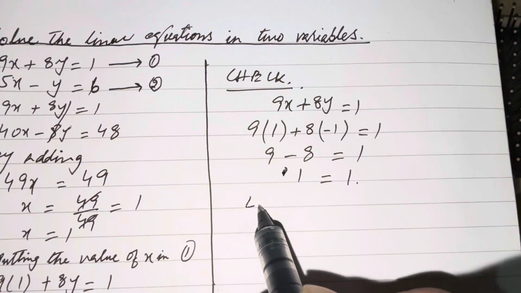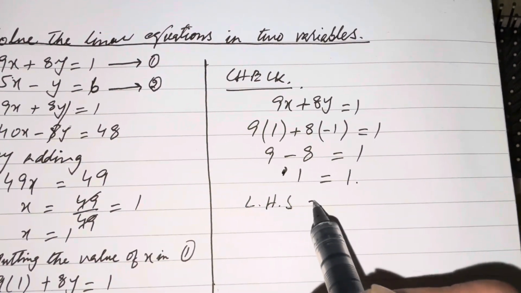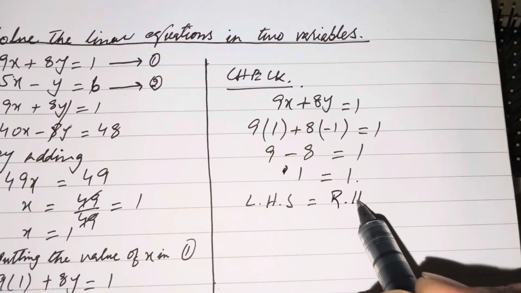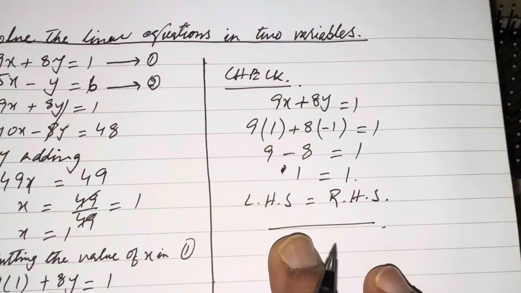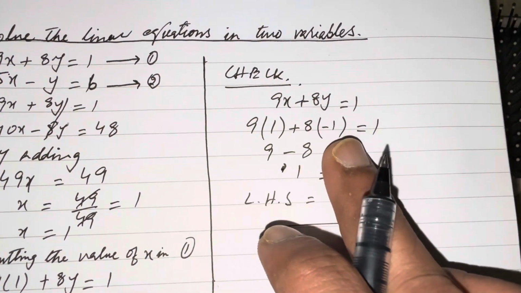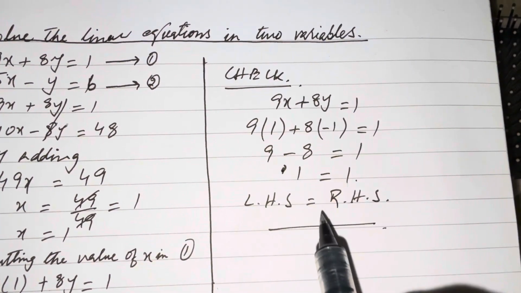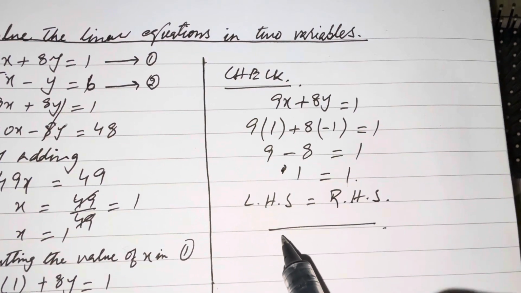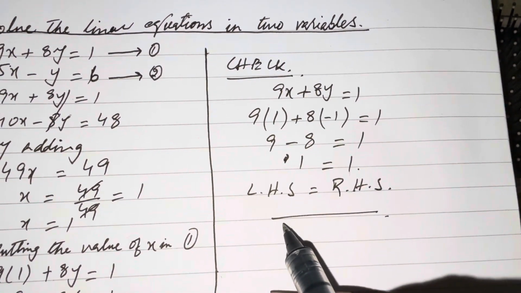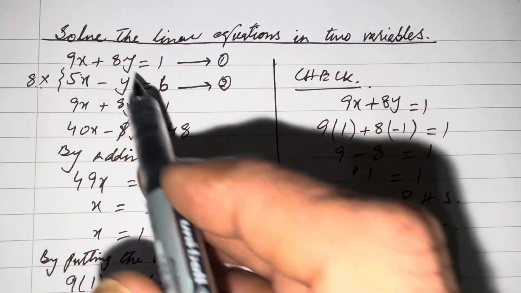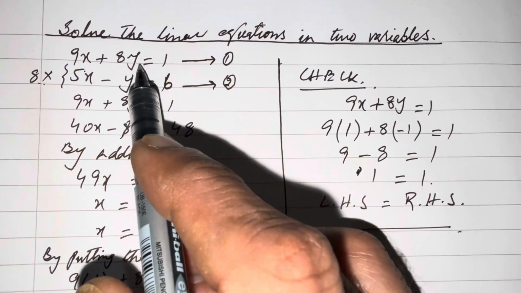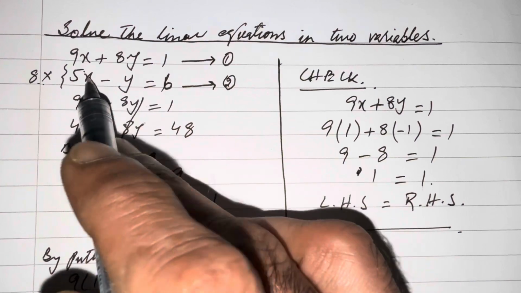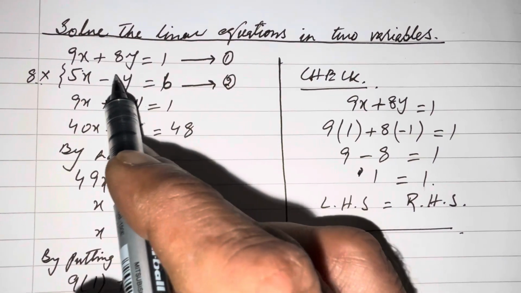So it means left hand side is equal to right hand side. So it means the equation is satisfied by putting the value of x and y. So we have found the right answer by solving these two linear equations in two variables. The two variables are x and y.